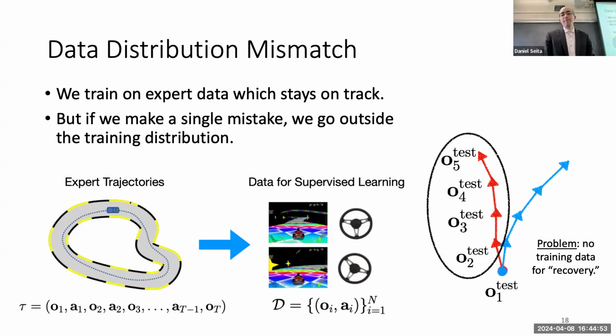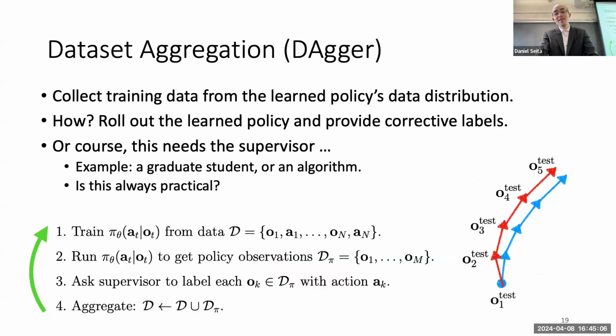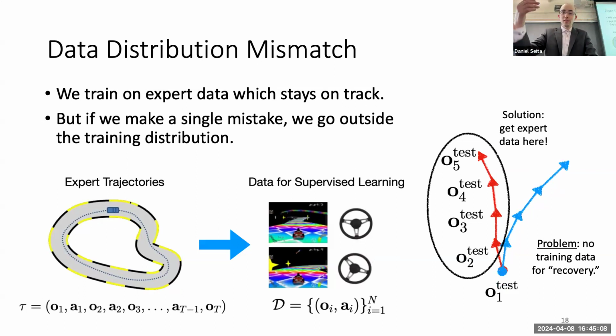And the problem is that there's no training data for that recovery. So what's the solution? The solution is to get some expert data here. That basically is the core idea of DAgger, as compared to supervised learning, which doesn't try to incorporate that logic. Any question on this? Yeah.